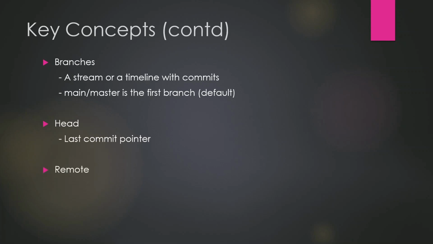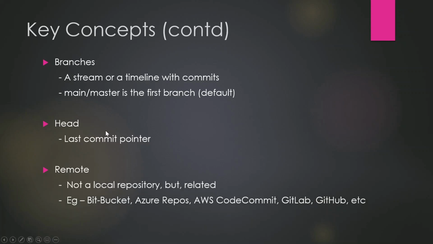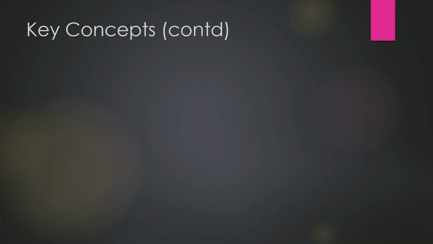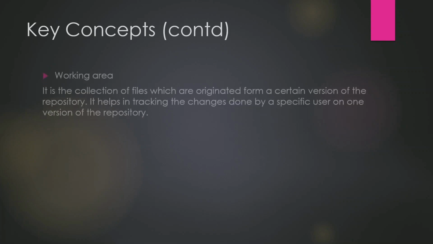Next is remote. Remote is a pointer to a related repository, somewhere that's not local, so possibly within our own network. For example, you have Bitbucket, Azure Repos, AWS CodeCommit, GitLab, GitHub, etc. We'll talk about GitHub in the further course. Let's move on to the next slide.